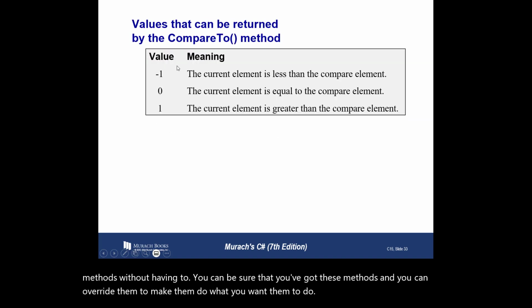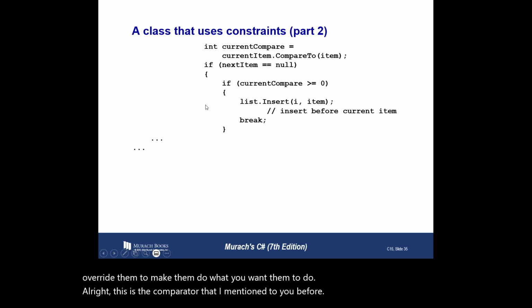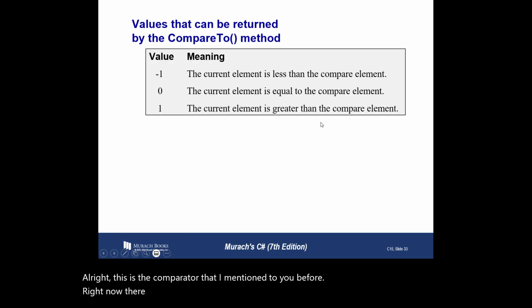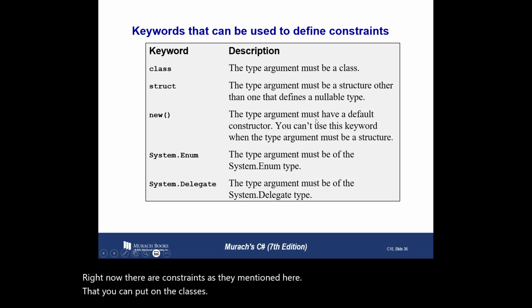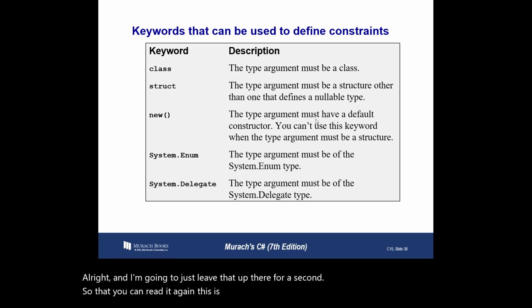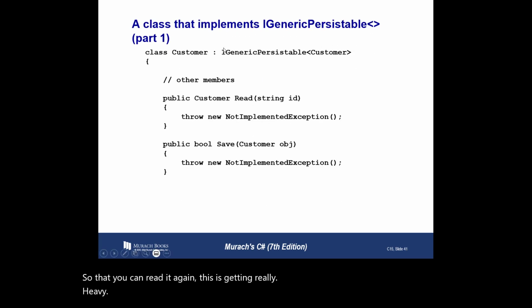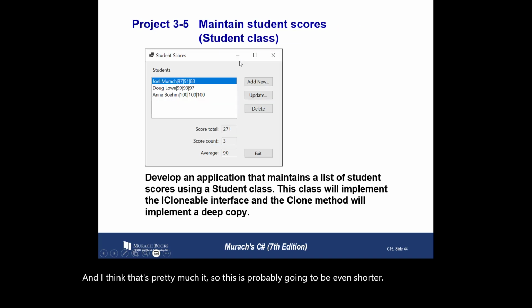All right. This is the comparator that I mentioned to you before. Now, there are constraints, as they mention here, that you can put onto classes. And I'm going to just leave that up there for a second so that you can read it. Again, this is getting really heavy. And I think that's pretty much it. So this is probably going to be even shorter than the last lecture was.